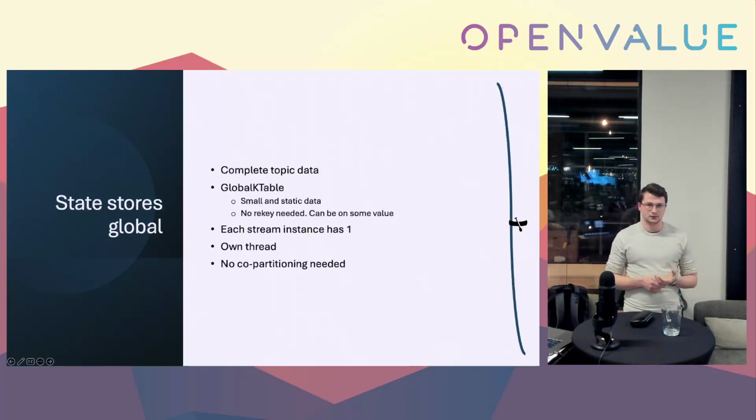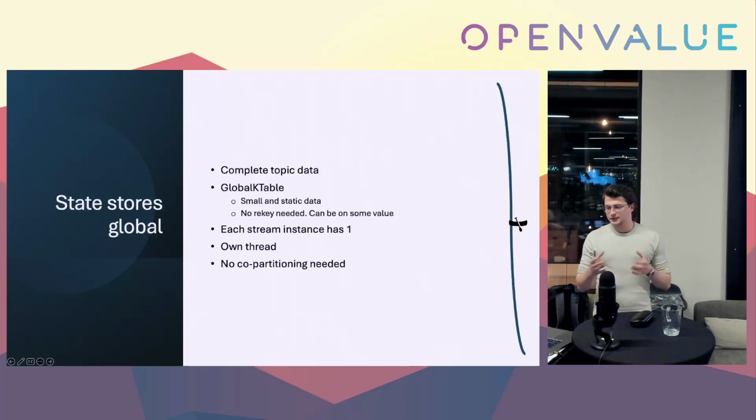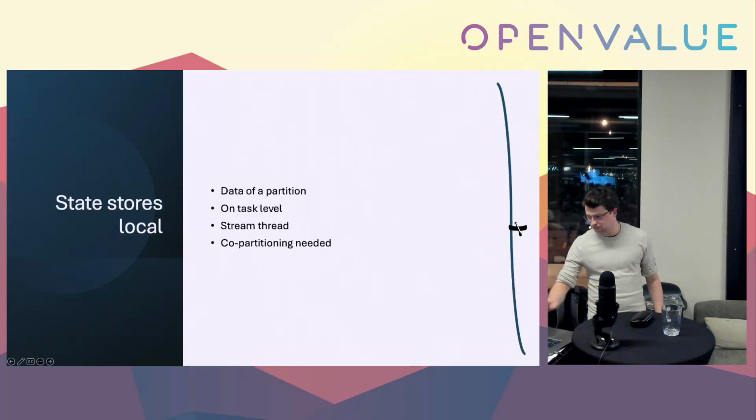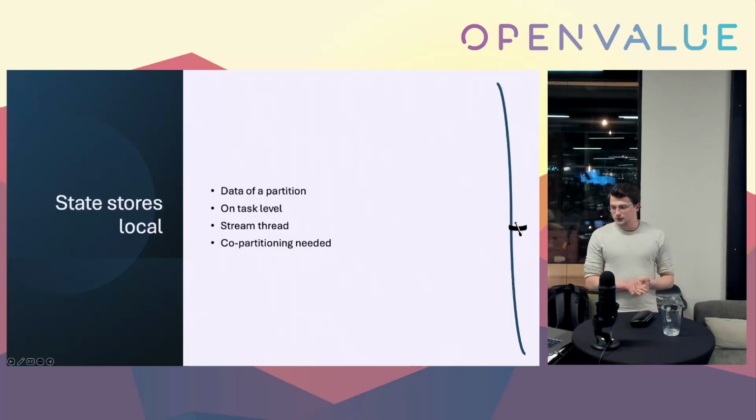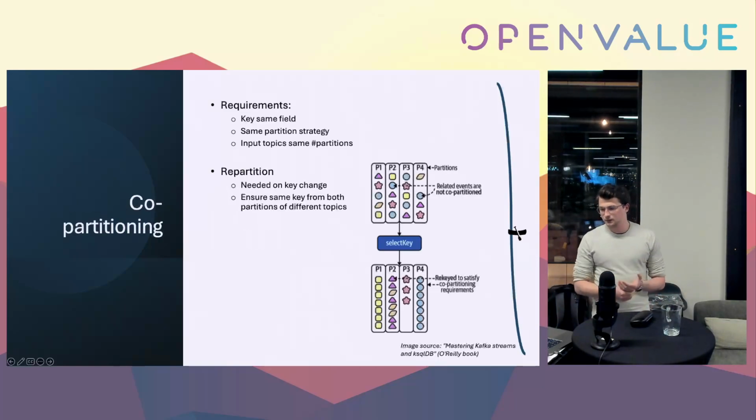Co-partitioning will be explained a bit later, but it is one of the things that you need to have the same keys on both topics, because else you will not find the same value. So on these local stores, you only have the data of one partition, and it's on task level. And basically the stream thread controls that, and you do need a co-partition.